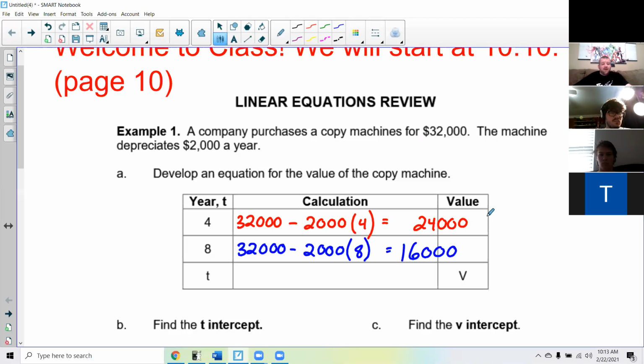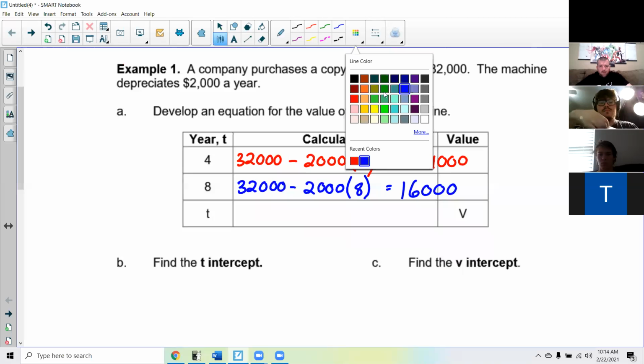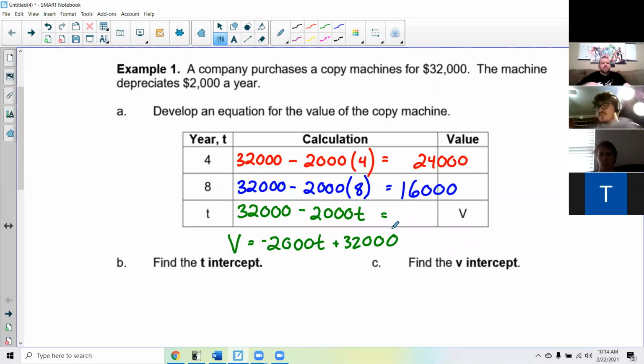So then it says for any value of t, not 4, not 8, but any value, it's just going to be 32,000 minus 2,000 times t. That's going to equal our value. So if I want to rewrite this, make it look a little bit better, it's going to be v equals negative 2,000t, I'm just putting it in like y equals mx plus b form, plus 32,000. Okay.